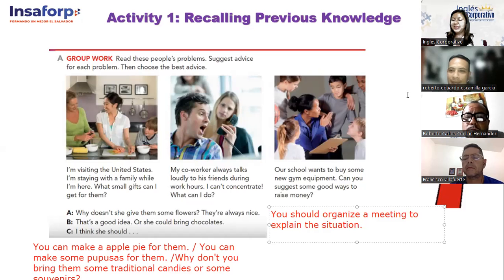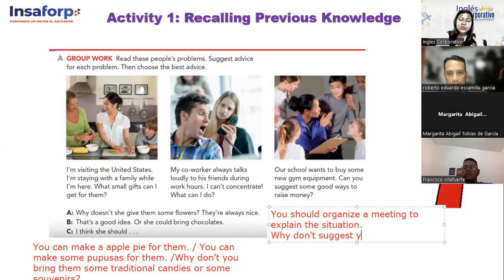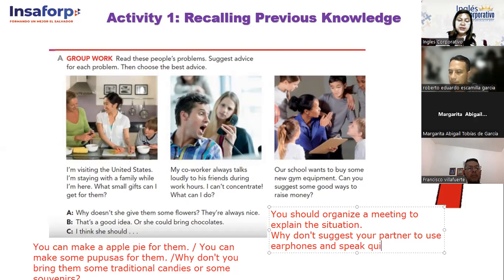Another idea, people? Do you have another idea? He can use the airport. Airport, I don't know. Okay. You can suggest. Why don't you suggest your partner? You can use this structure. Why don't you suggest your partner to use earphones? Could be. Earphones and speak quietly.